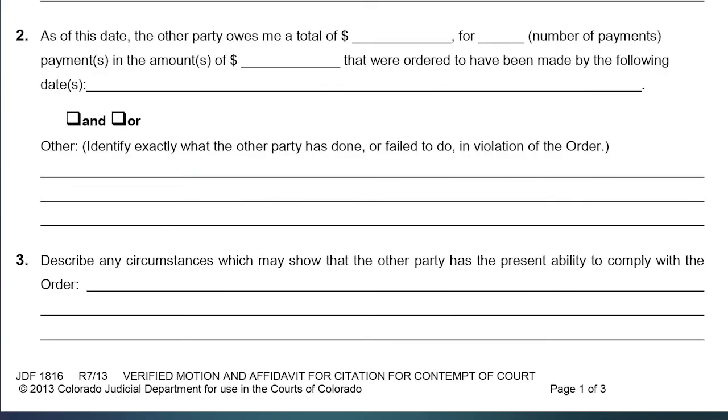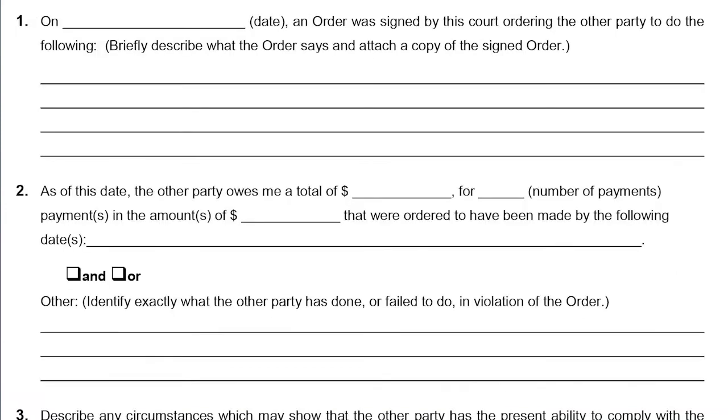Go to the number 2 on the first page of JDF Form 1816. If you are filing the contempt case, use this part of the form to explain what the other person has done or not done that is a violation of the court order. Reread the order you referred to in number 1.